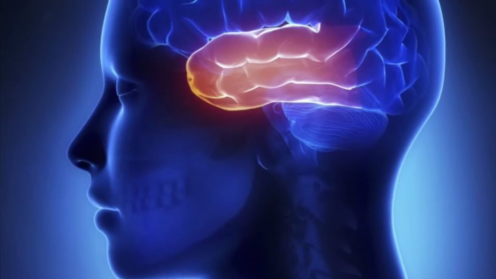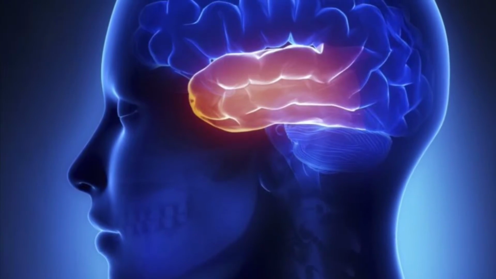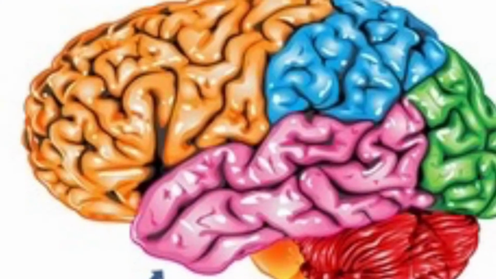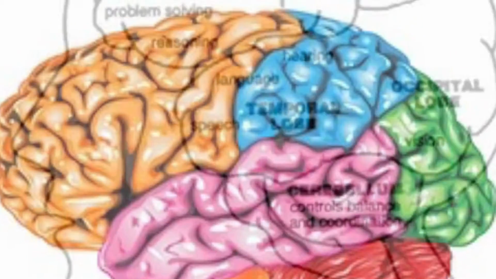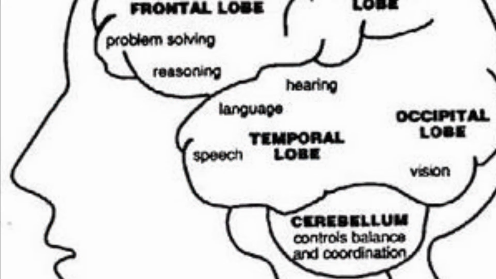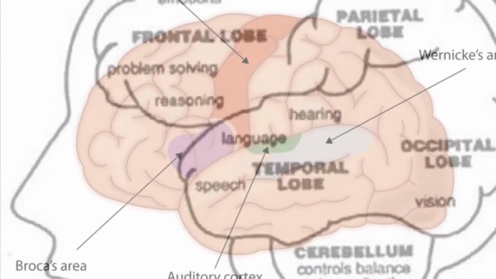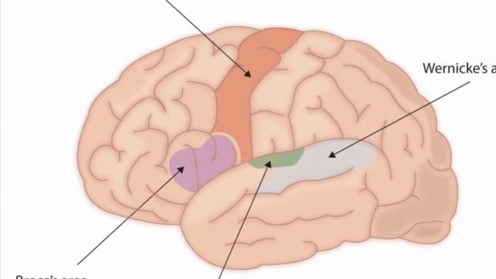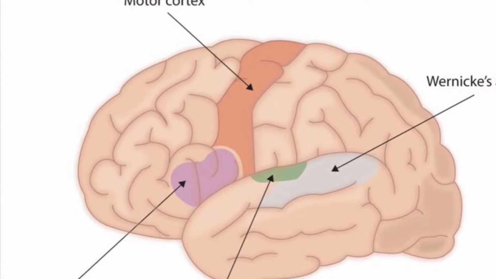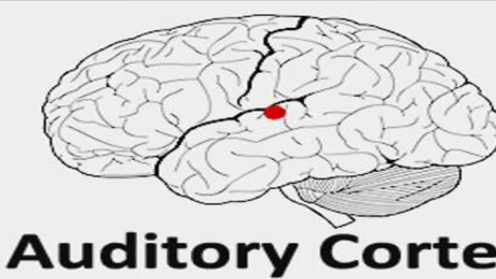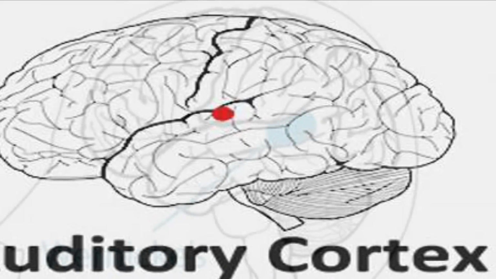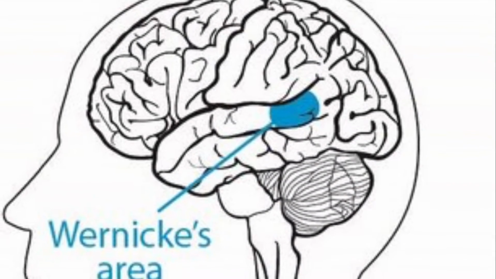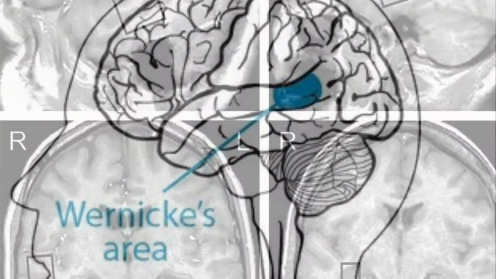Third lobe we will be talking about is the temporal lobe. It is located on the side of the head. The name temporal means near the temples. This lobe is associated with hearing, memory, emotion, and some aspects of language. The auditory cortex and Wernicke's area are also part of this lobe. The auditory cortex is responsible for processing auditory language, and the Wernicke's area is important for speech comprehension.